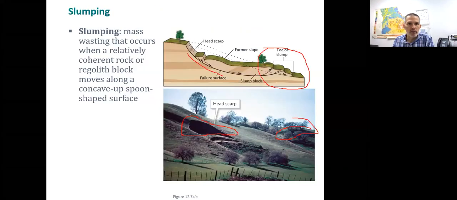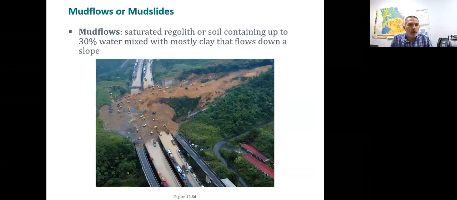We start looking at these slumps. The next type of mass wasting is called a mud flow or a mud slide. Now, a mud flow tends to have a little bit more water in it, but a mud slide is also going to be subject to this, formed in the exact same way.